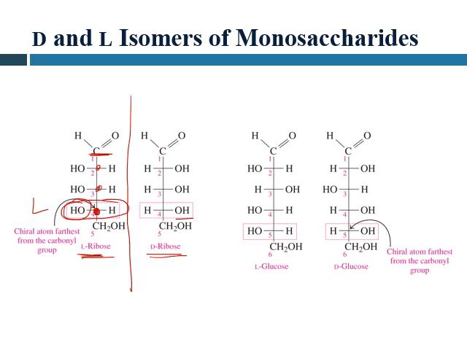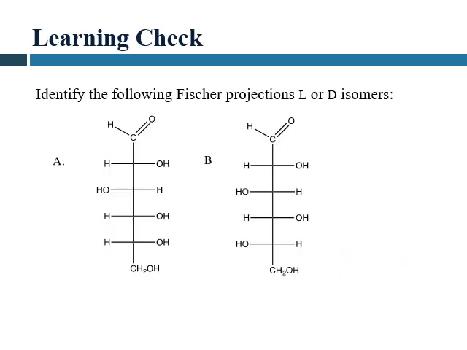Similarly, we have glucose. The farthest away carbon is this. So this is L-glucose, this is D-glucose. Identify the following Fischer projection, D or L. Remember, all these carbons that are shown as these crisscross are chiral carbons. So you don't have to figure out whether this is chiral or not. They are always chiral carbons.